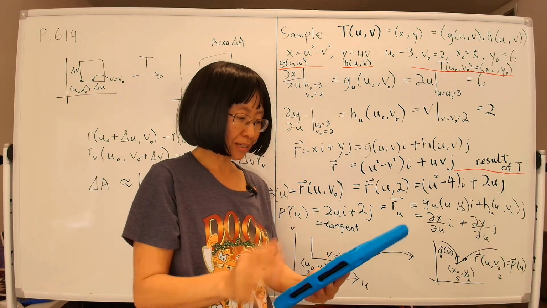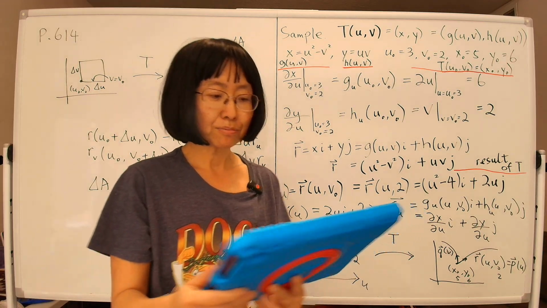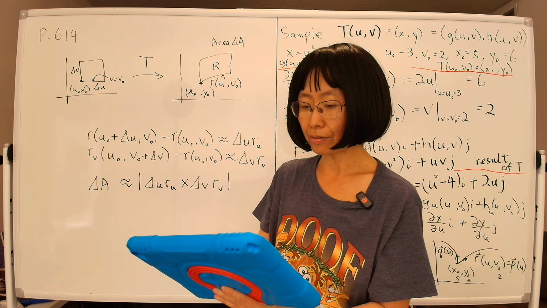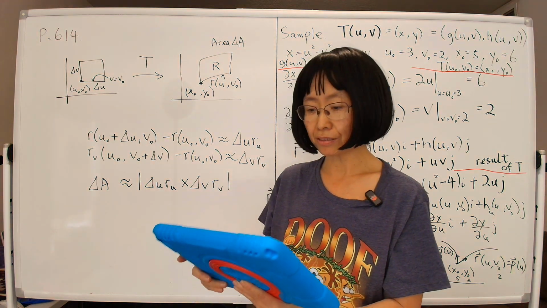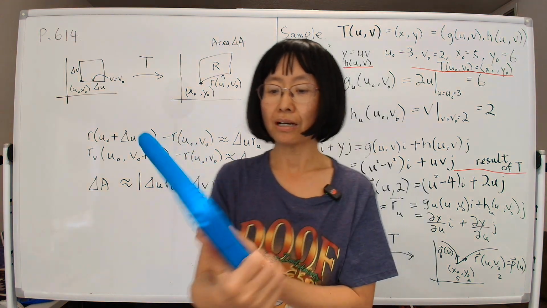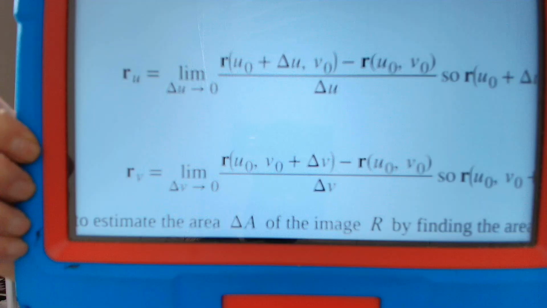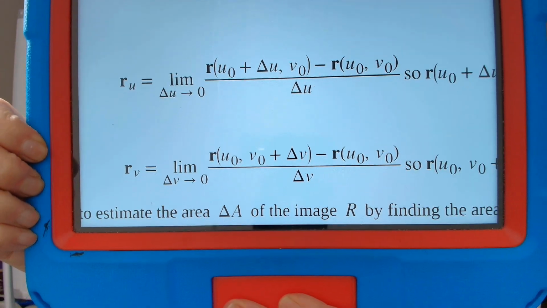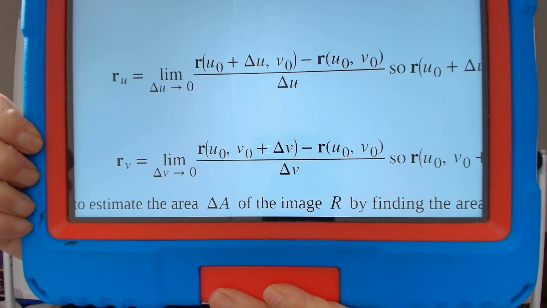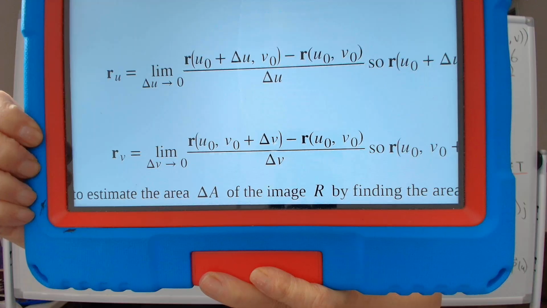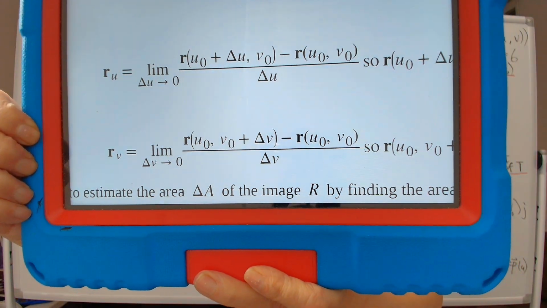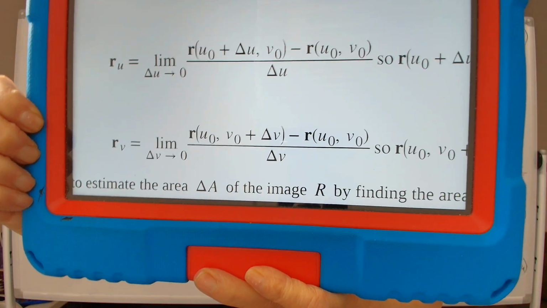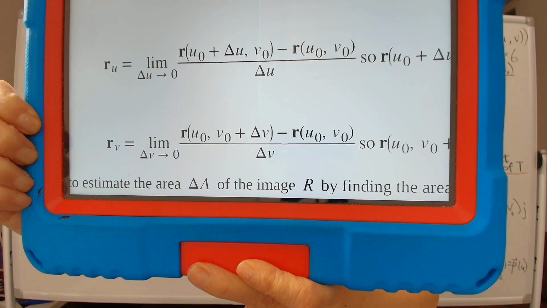And so that's so far so good. Now the next concept we have to think about is the definition of the partial derivative. The definition of the partial derivative says that if you're taking the partial derivative with respect to u, that means you hold v constant, right? And then you take the limit as delta u goes to 0.